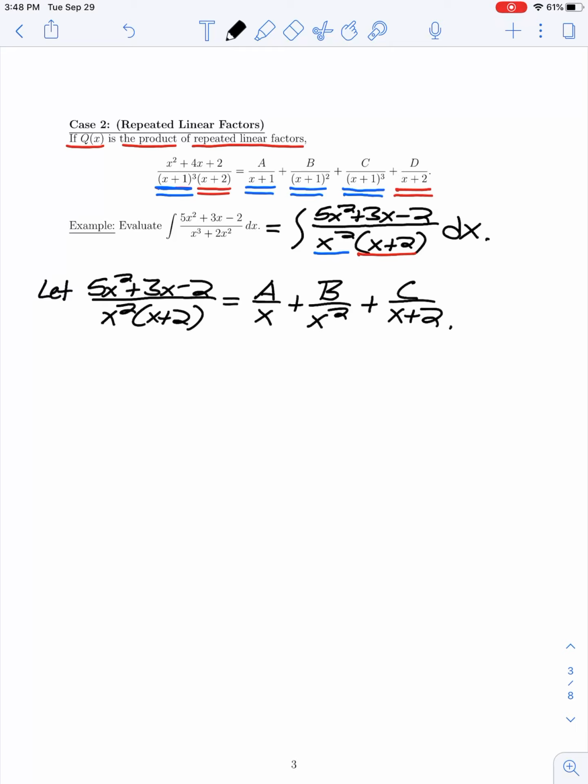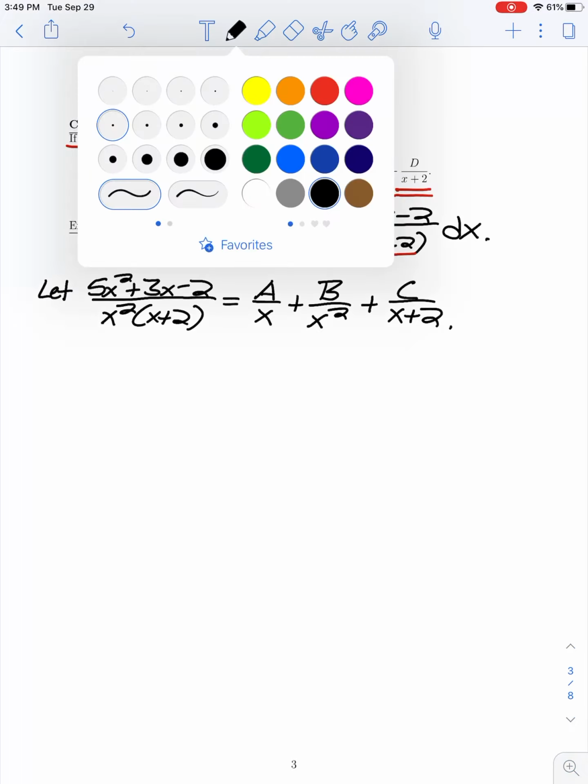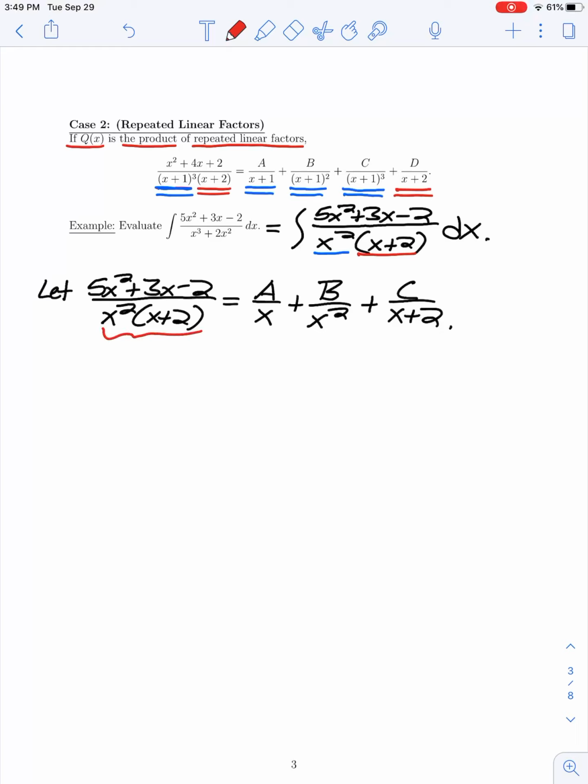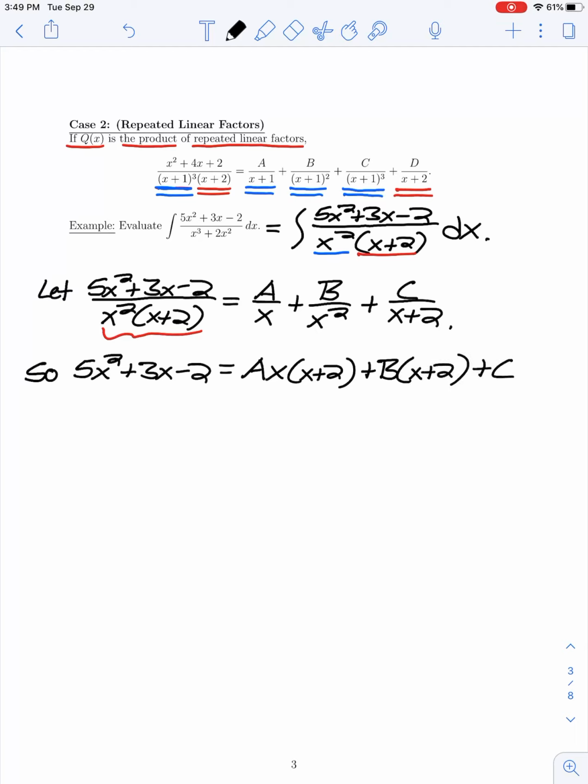And again, the question is, what are the values of a, b, and c that will make these two functions equal to one another? To find them, I'm going to first simplify this equation by multiplying both sides by this common denominator, x squared times x plus 2. And this would give me an equation, 5x squared plus 3x minus 2 is equal to a times x plus 2 plus b times x plus 2 plus c times x squared.